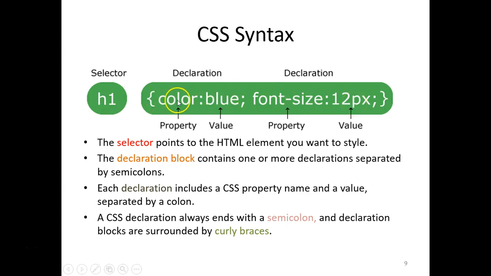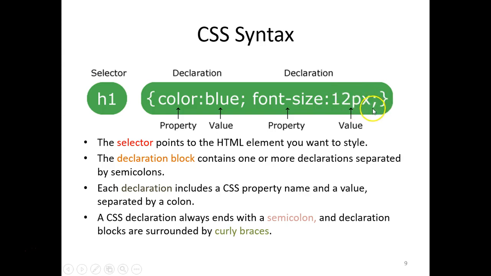Here we can see the colon. Before the colon I write the property, and next to the colon I write the value. This is called a declaration block. So there are two blocks here, the selector block and the declaration block. In the declaration block, the sequence is property, colon, value, semicolon. Similarly, font-size is another property, and again colon, then value and unit. Here the unit is pixel. Remember that the value and the unit should not be separated by spaces.